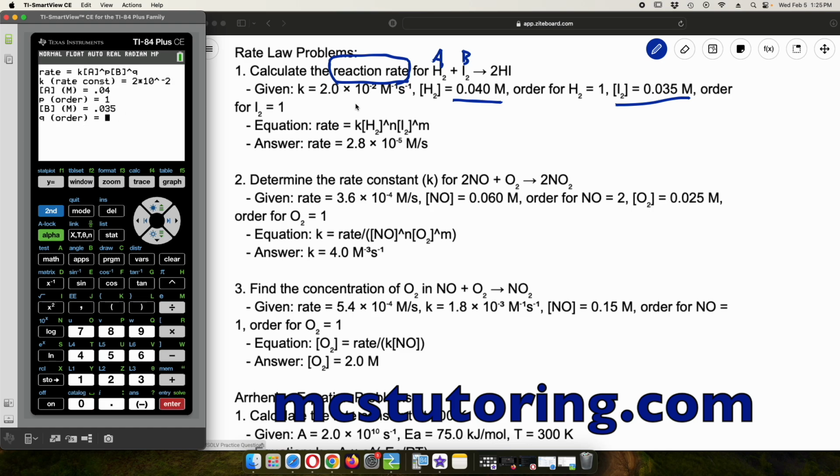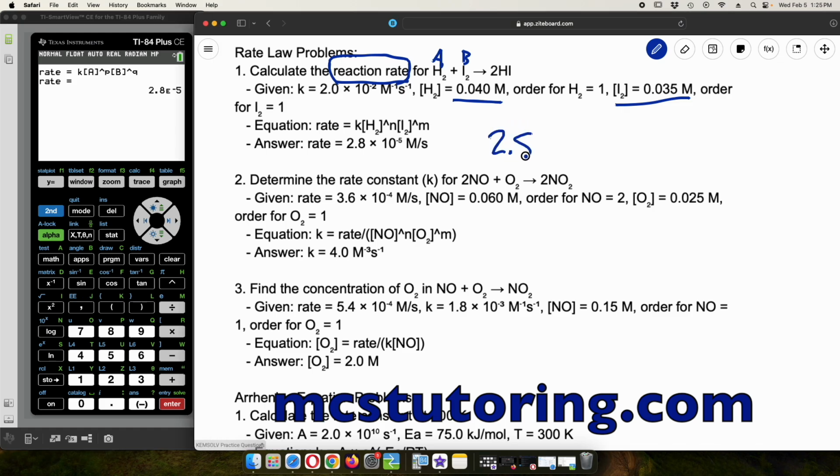And then what's Q? The order is 1. If it does give the order, we're just going to assume 1. And then the rate is 2.8 times 10 to the -5th. Just so you know, for those unfamiliar, when you see this in a calculator, 2.8 e to the -5, that's 2.8 times 10 to the -5. That's how calculators, or at least the TI-84, render scientific notation. And then again, you are going to have to memorize the units. That's going to be meters per second. Or sorry, what am I talking about? Moles per second. Oh, goodness gracious me.